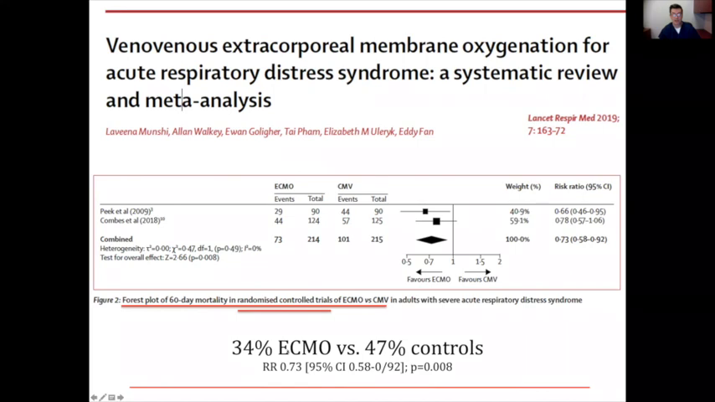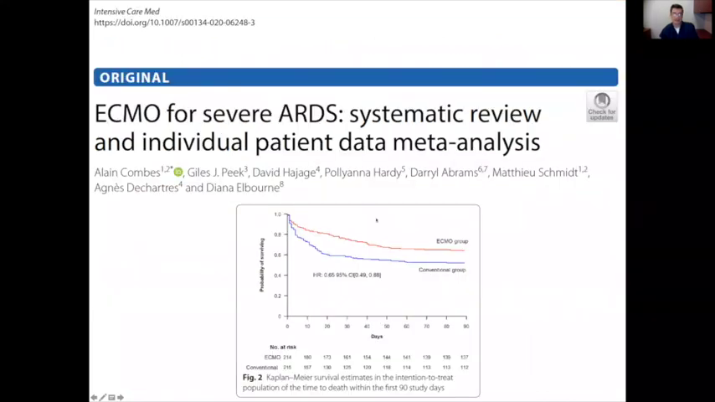So the 60-day mortality was 34% with ECMO and 47% with controls. This is now an individual patient data meta-analysis putting together the Eolia and Caesar trials by Alan Combs and Giles Peak. This is published in Intensive Care Medicine, again, showing that the ECMO group had a much better mortality.